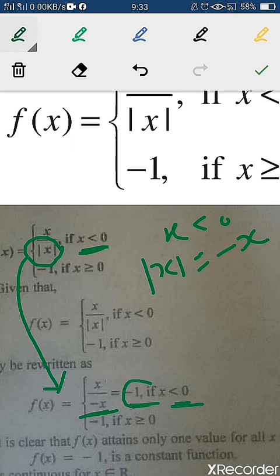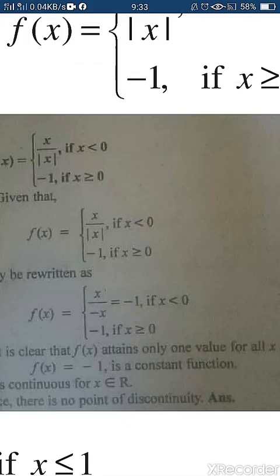Now here less than 0 and function is minus 1, greater than 0 function is minus 1, equal to 0 function is minus 1. So everywhere the value is minus 1, whether x is less than 0, whether x is equals to 0, or whether x is greater than 0. So this is a continuous function because left hand limit is equals to right hand limit is equals to function at that point.